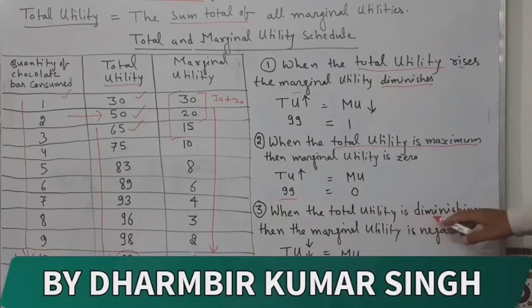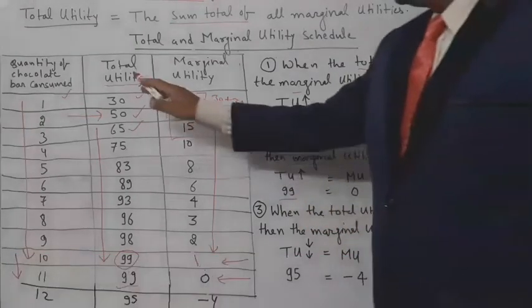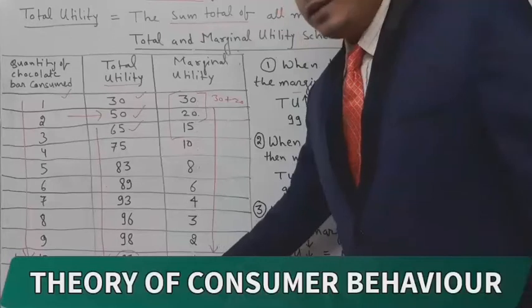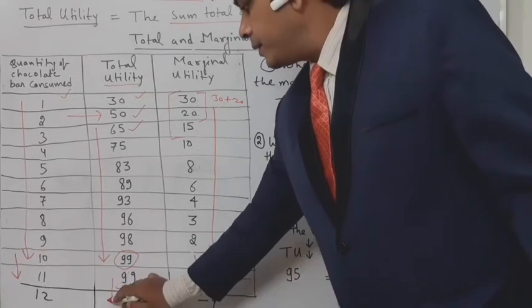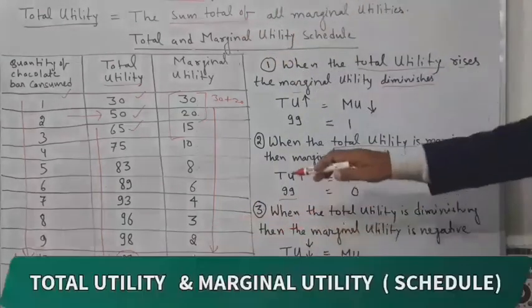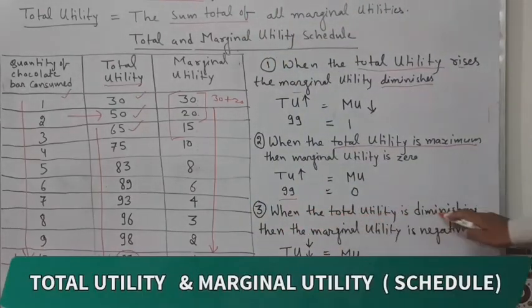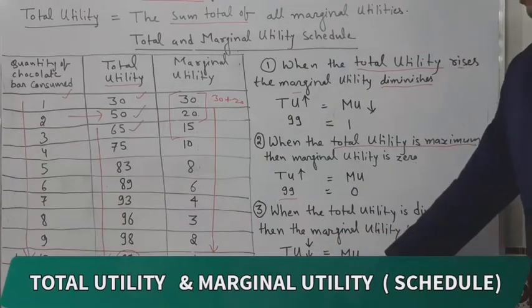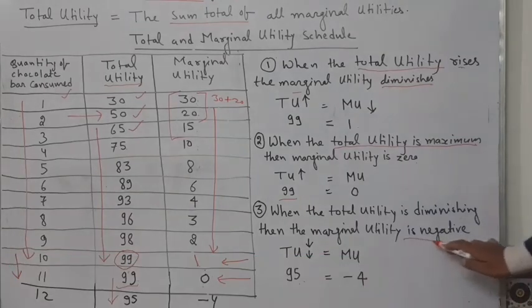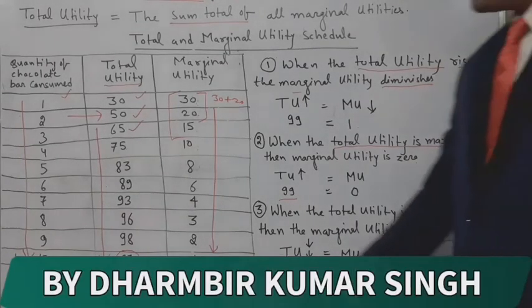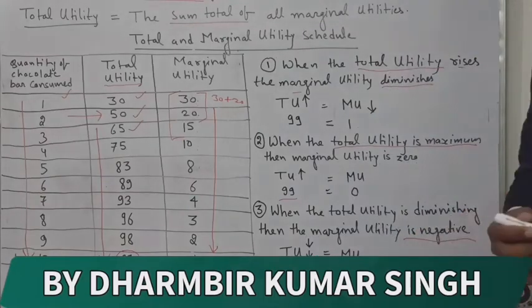Third, when the total utility is diminishing, from 99 to 95, please see, total utility is diminishing. When the total utility is diminishing, then the marginal utility is negative. Total utility is diminishing from 99 to 95, and the marginal utility is negative, minus 4.